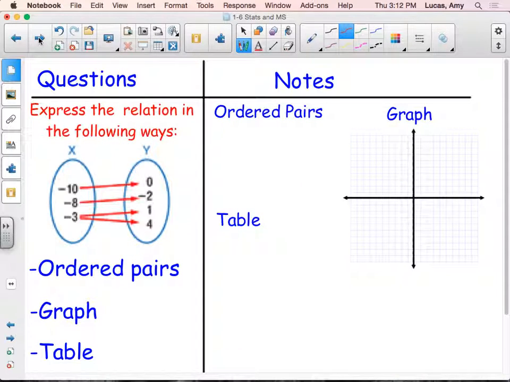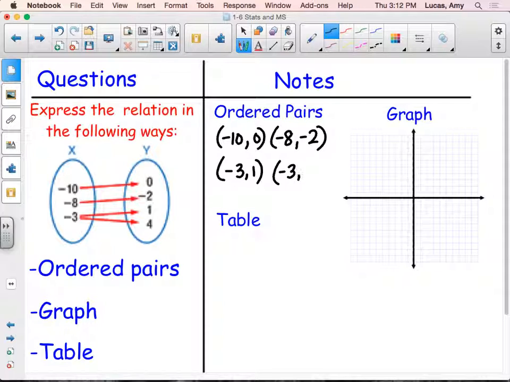The next one, express the relation in the following ways. Now we're given the mapping. We write the ordered pairs, graph, and table. Okay, to get the ordered pairs from the mapping, remember each of those rays represents an ordered pair. So the first one starts at -10, ends at 0. -10, 0. The next one, -8, -2. Then we've got -3, ending at 1, and -3 again, but ending at 4.